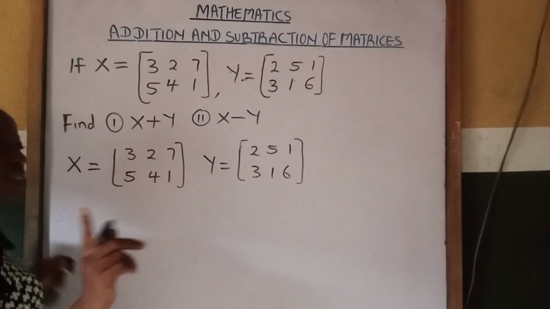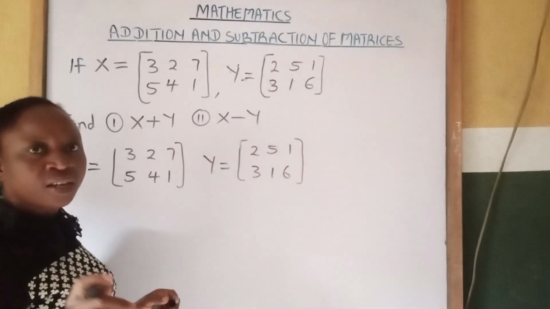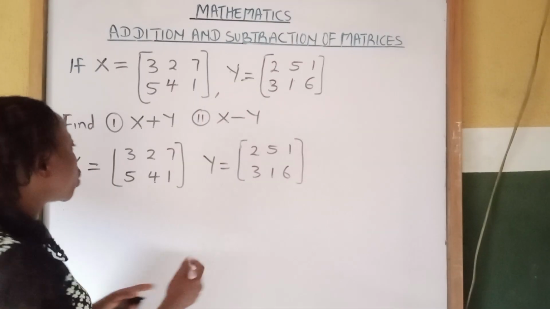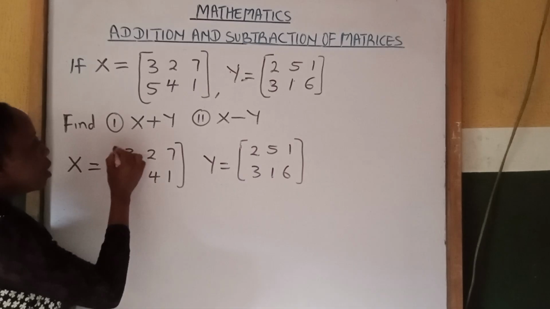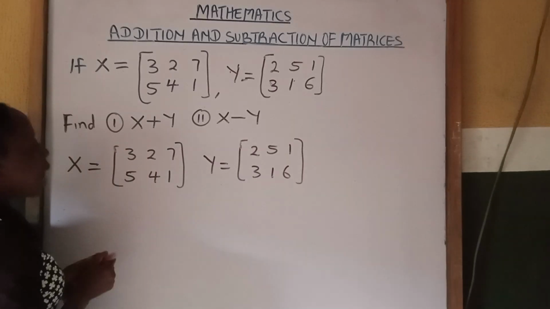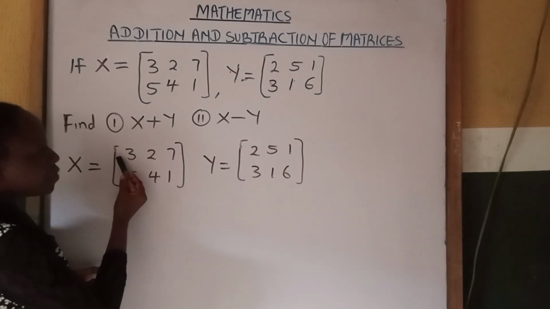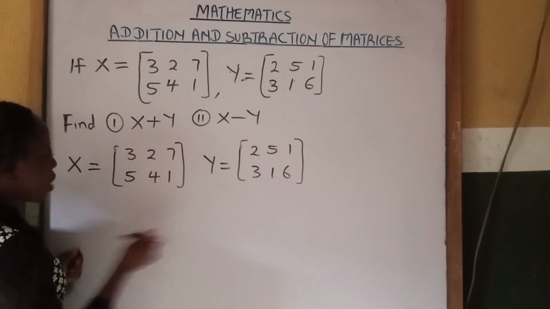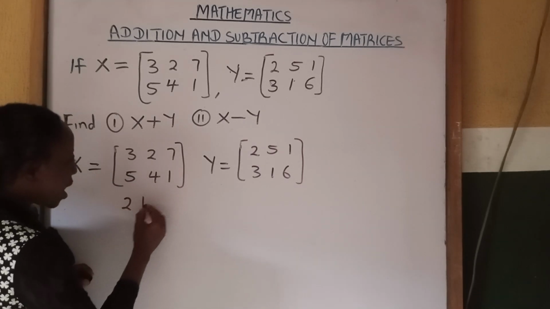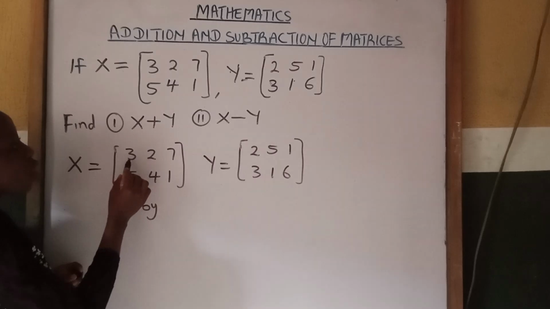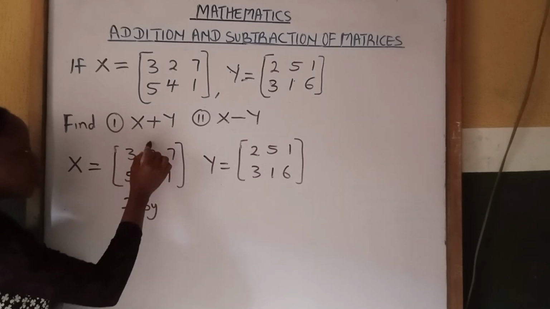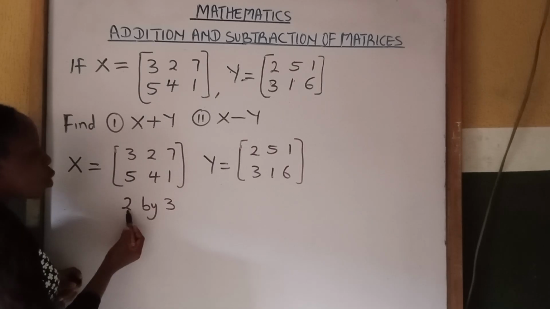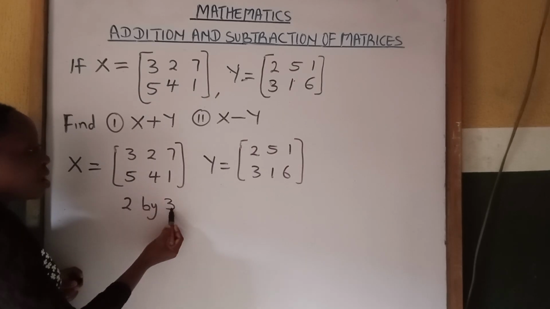What is the first thing we need to consider? Are they of the same rows and the same columns? Let's check. How many rows do we have? This is the first row, 1, then this is the second row, 2. So we have 2 by, then how many columns? 1, 2, 3. We have 3 columns, so we call this a 2 by 3 matrix.